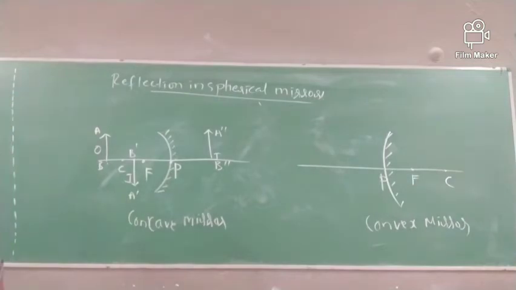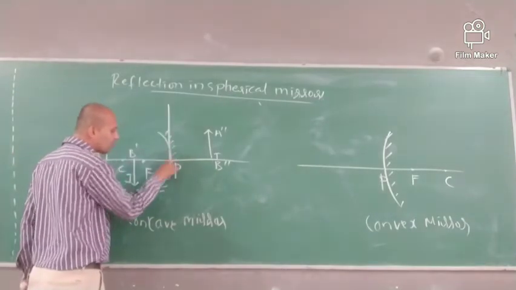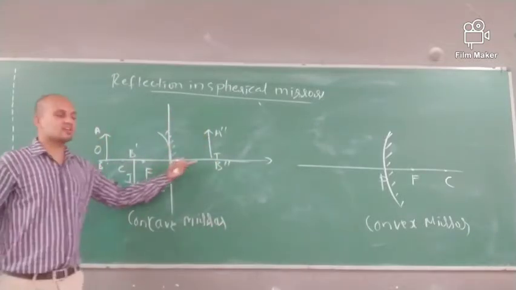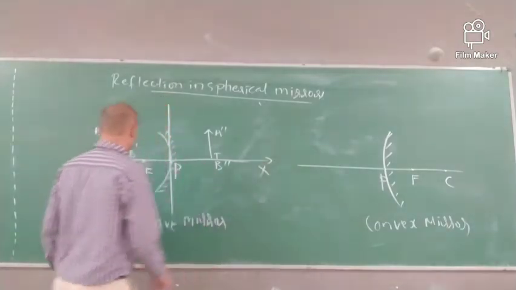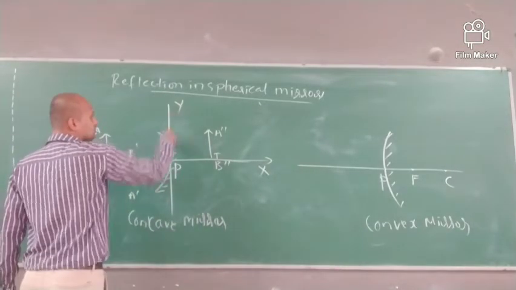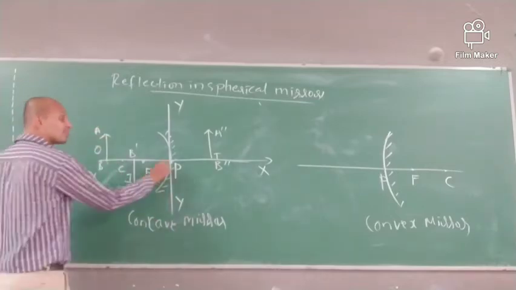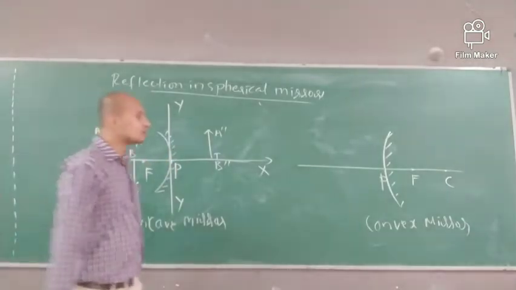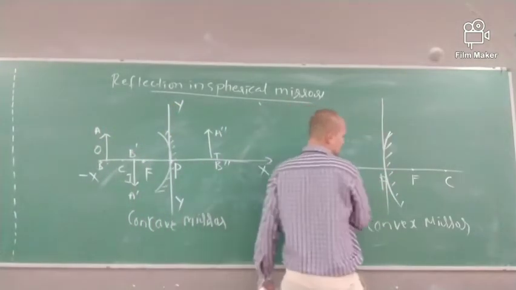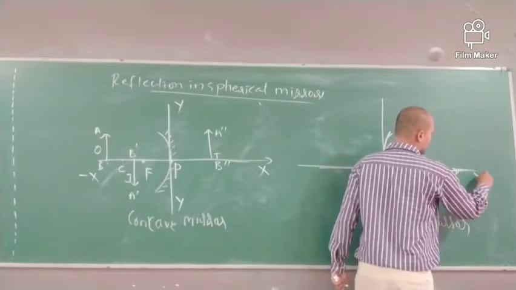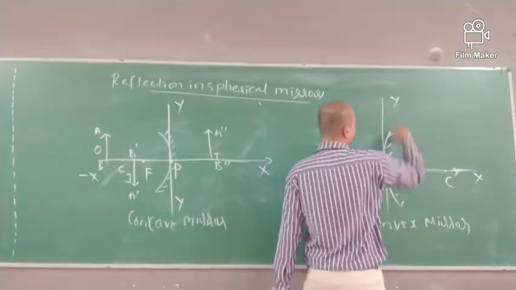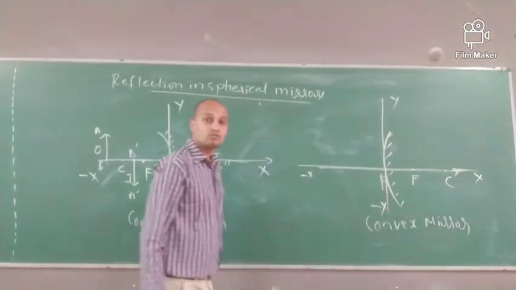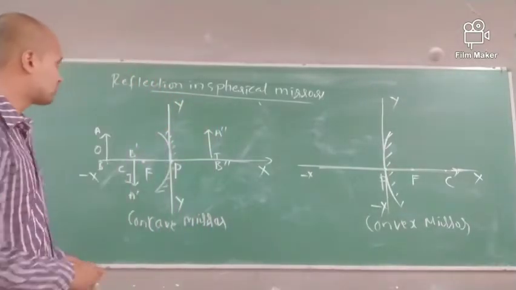Now sign conventions. What are sign conventions? Draw one x-axis and y-axis. The x-axis is on the principal axis. This is x, this is minus x, this is y, this is minus y, such that the origin of this axis stays at the pole of the mirror. Same thing here: x and minus x, y and minus y, with the origin placed at the pole of the mirror.